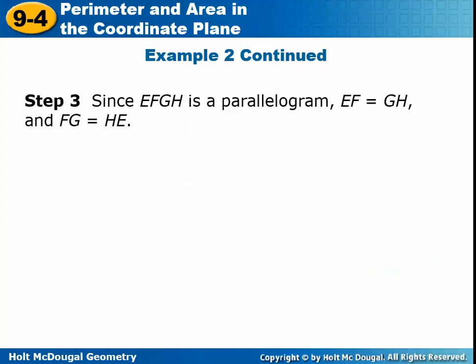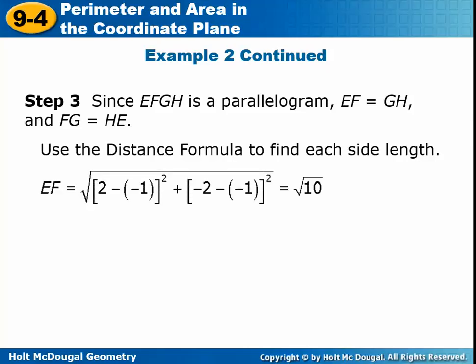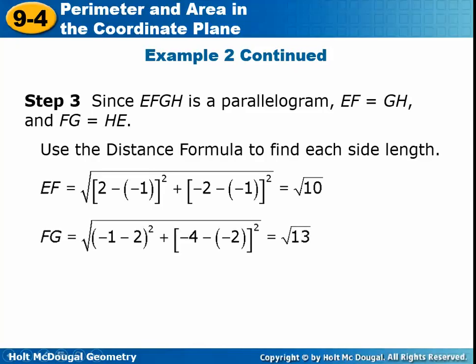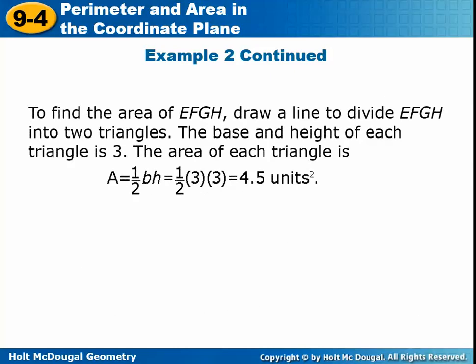Okay, so since it is a parallelogram, it means opposite sides are congruent. So we can use the distance formula to find the length of each side, and we only have to do it for two sides because the opposite sides will be congruent to that. So the perimeter is found by adding up all four sides. There'll be 2 of the square roots of 10, 2 of the square roots of 13, so we add those together and we get 2 times the square root of 10 plus 2 times the square root of 13. Now you can do that on your calculator and get a decimal approximation, but you don't have to.